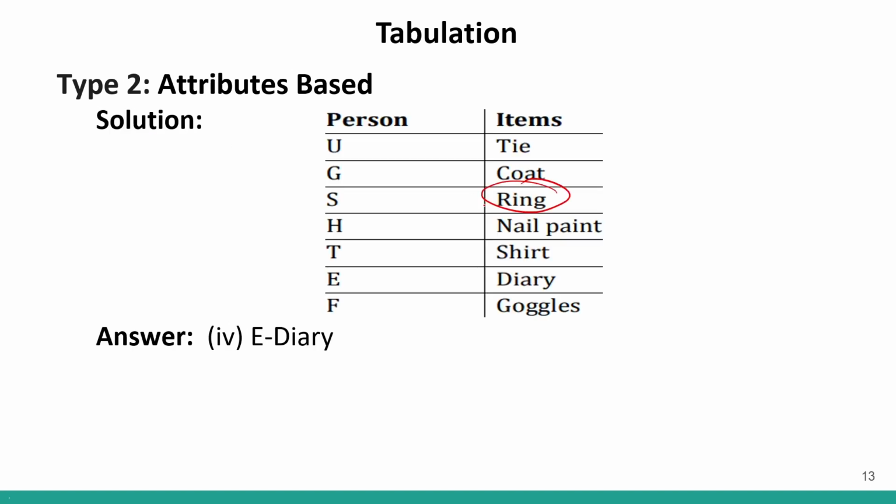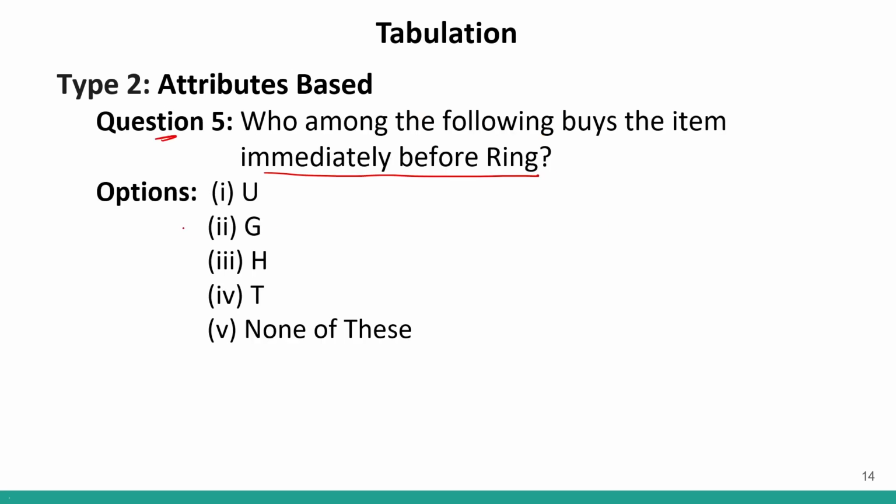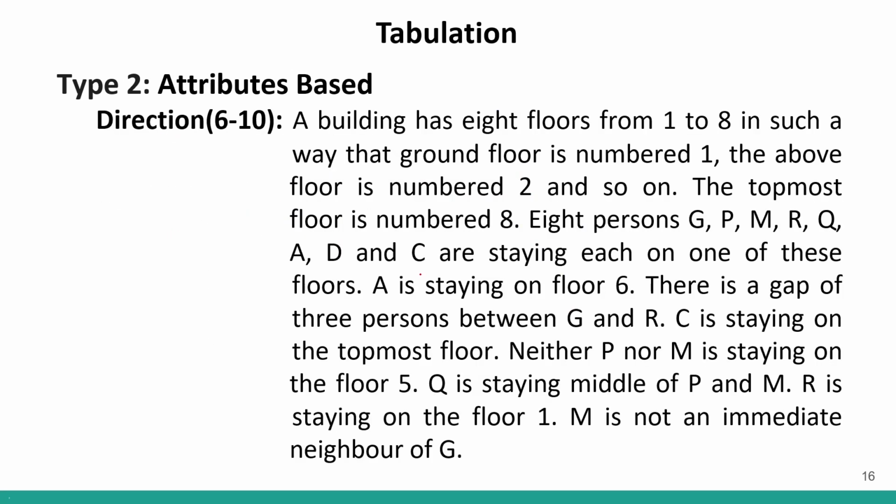Ring is over here. Immediately before ring we have coat bought by G. So immediately before ring, G buys coat. Correct? So in the options, G is over here. G will buy coat immediately before ring. So my answer will be option number 2, G coat. Okay? Now, directions for 6 to 10.